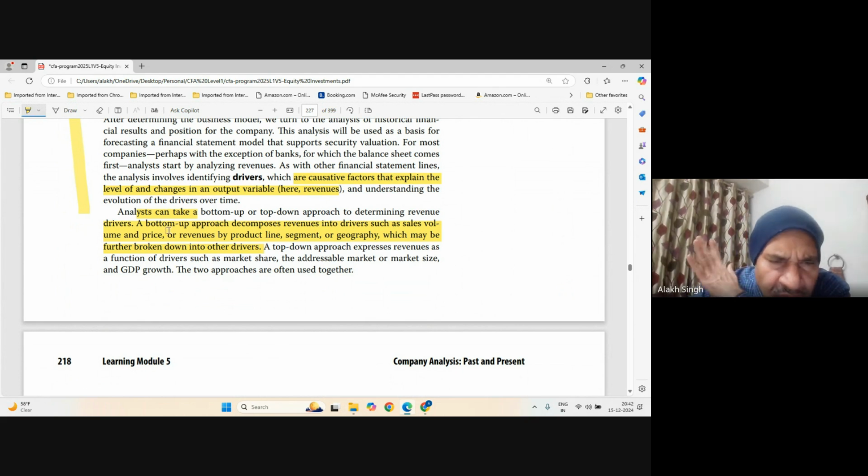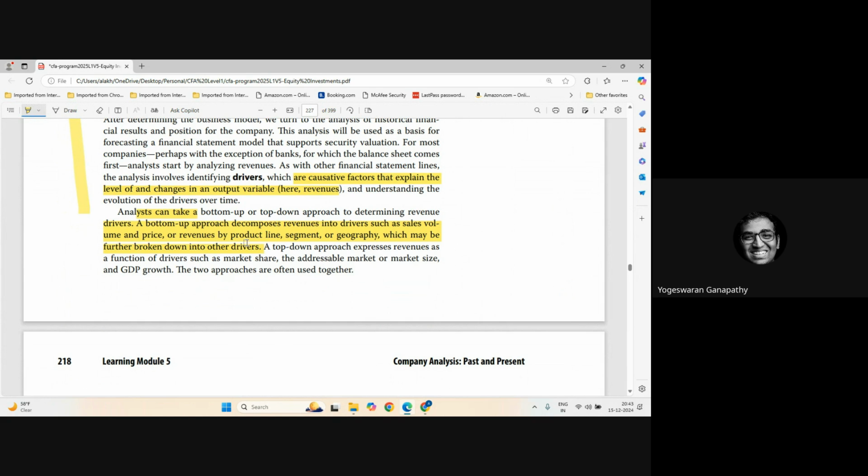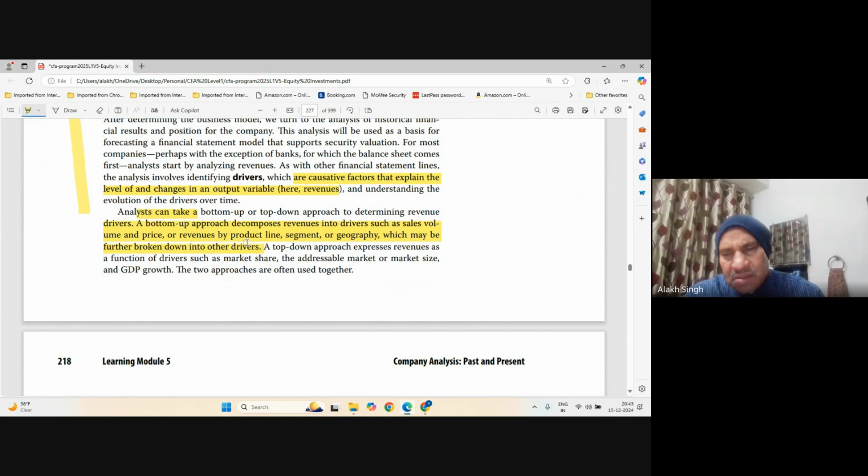So what does the bottom up approach mean? We start with the company, then go to industry, and then go to the GDP level. In top down, we start at the GDP level, then go to industry, and then go to the company level. This was the same thing we had seen in financial statement analysis. Yes, exactly the same thing.